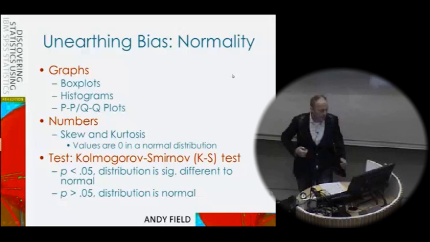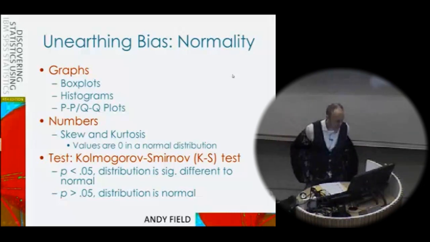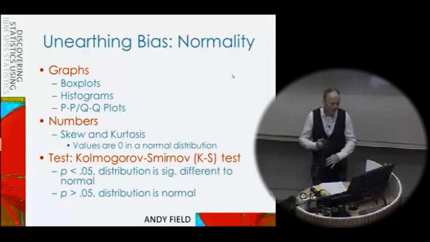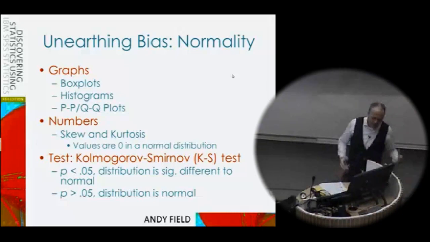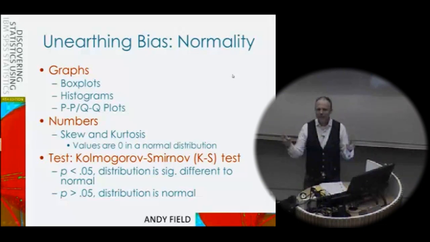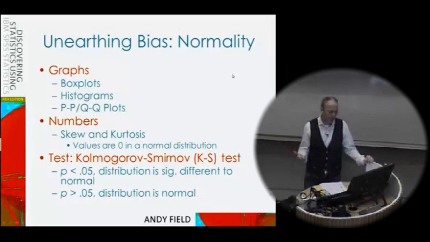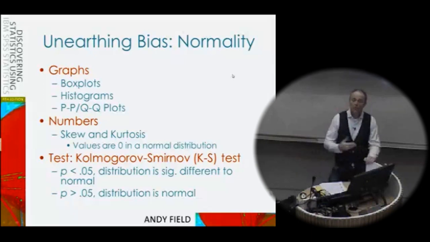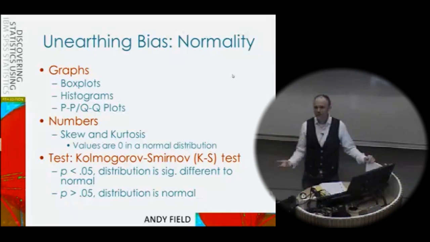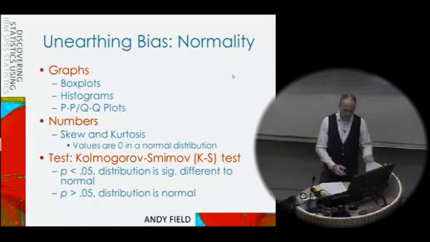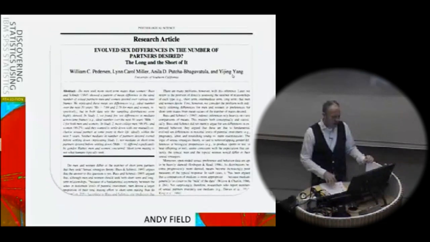The other thing you can do is some formal significance tests, and there's a test of normality known as the Kolmogorov-Smirnov test. It just simply tests whether your data are significantly different from normal. So if it's significant, if the p-value is less than 0.05, then your distribution is not normal. And if your significance value is above 0.05, your distribution is normal. So let's have a look at some of these in practice.